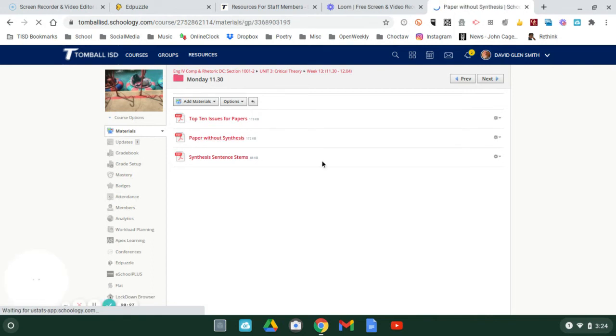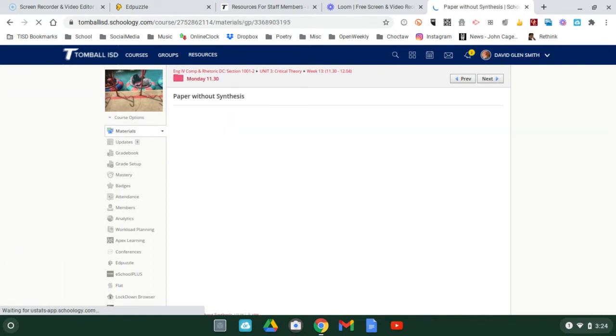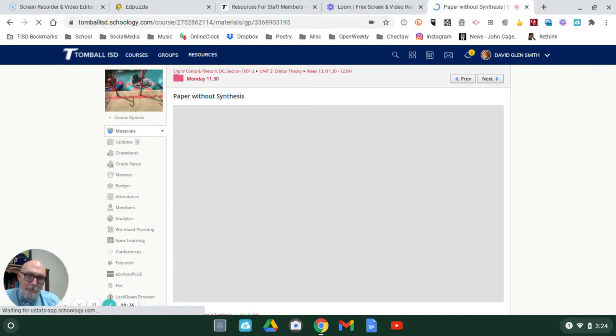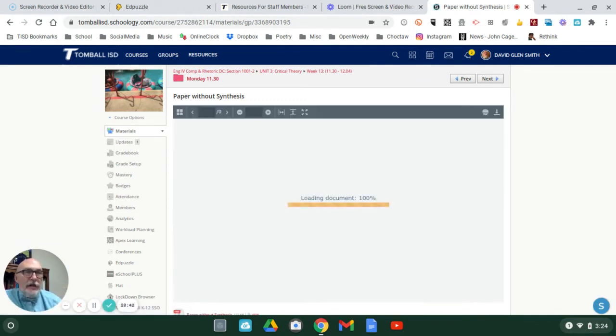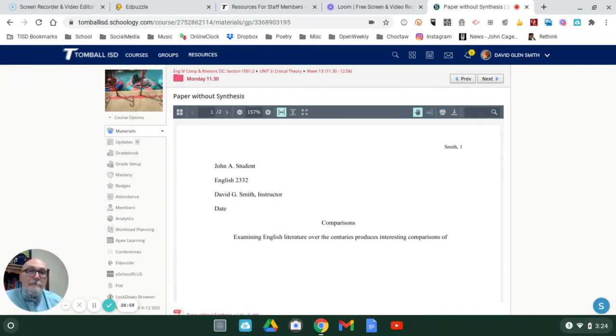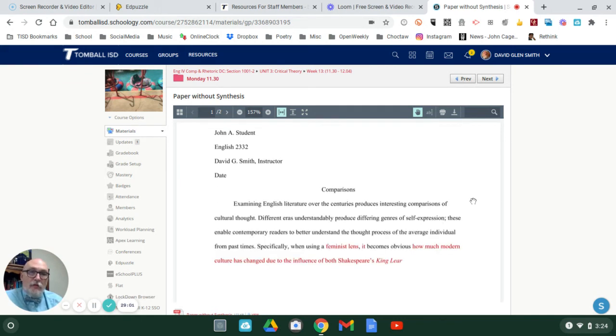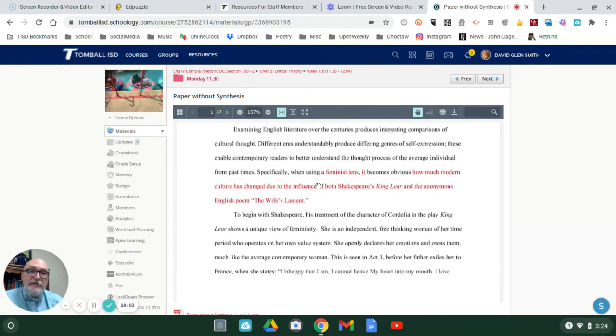Now, I'm going to briefly go over the paper without synthesis. What I'm getting at, I want you to read over this section. On the surface, at a first glance, you may think there's nothing wrong with this example. However, this is an example of a C paper. It's too vague. It does not give specifics. It does not use synthesis. Okay? In particular, what I'll point out to you right now is the thesis statement. Here, I have it in red.